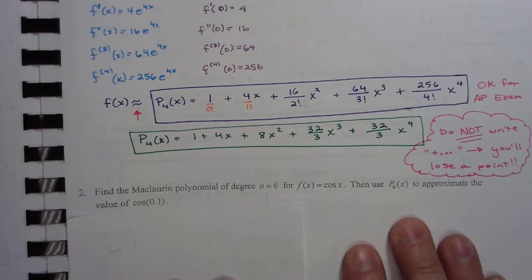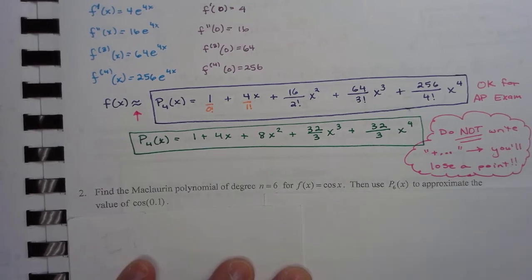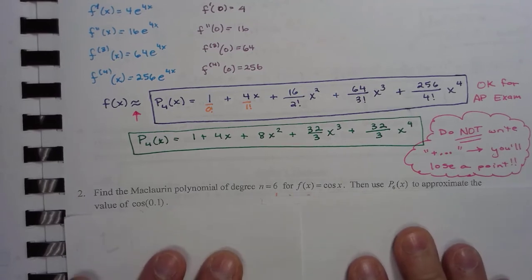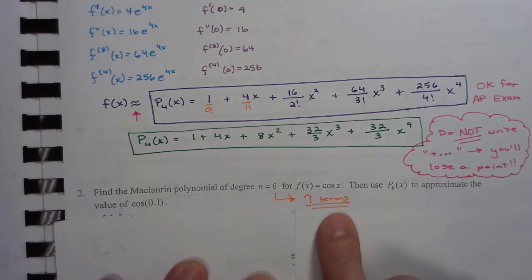Find the Maclaurin polynomial of degree n equals 6 for f of x equals cosine x. Then use that 6th degree polynomial to approximate the value of cosine of 0.1. So 6th degree means I need 7 terms.